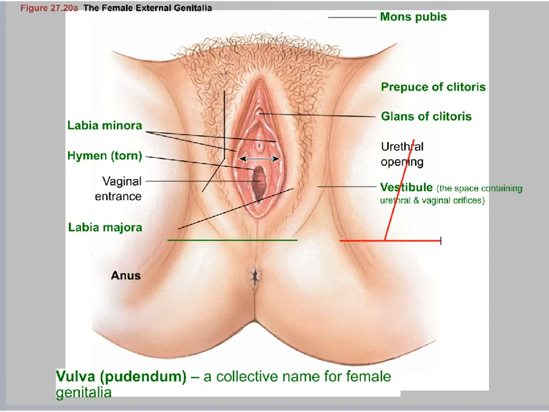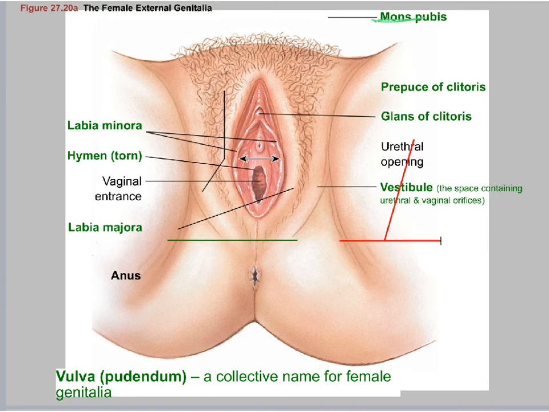And the vulva is the term for the external genitalia, the external female genitalia. So this region up here, it really just looks like a mound. It's a little larger than the surrounding areas. It's made of mostly adipose tissue right here. So that's called the mons pubis.